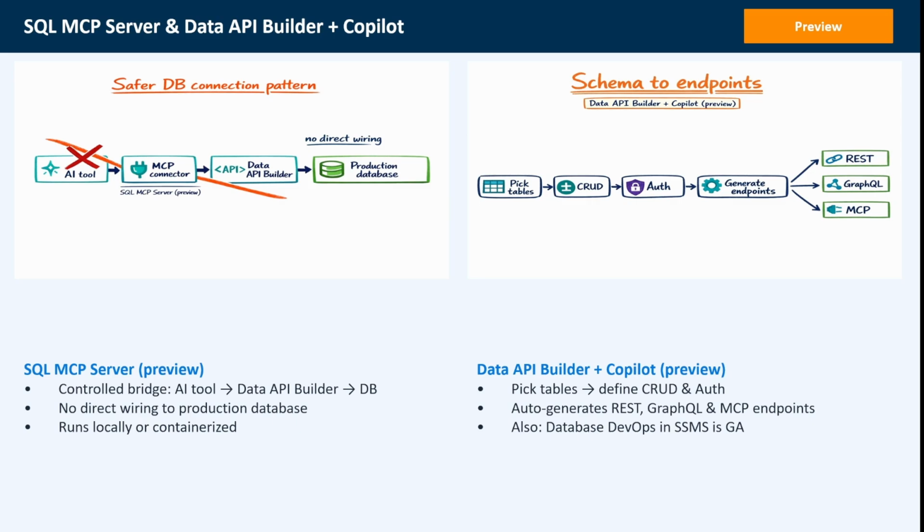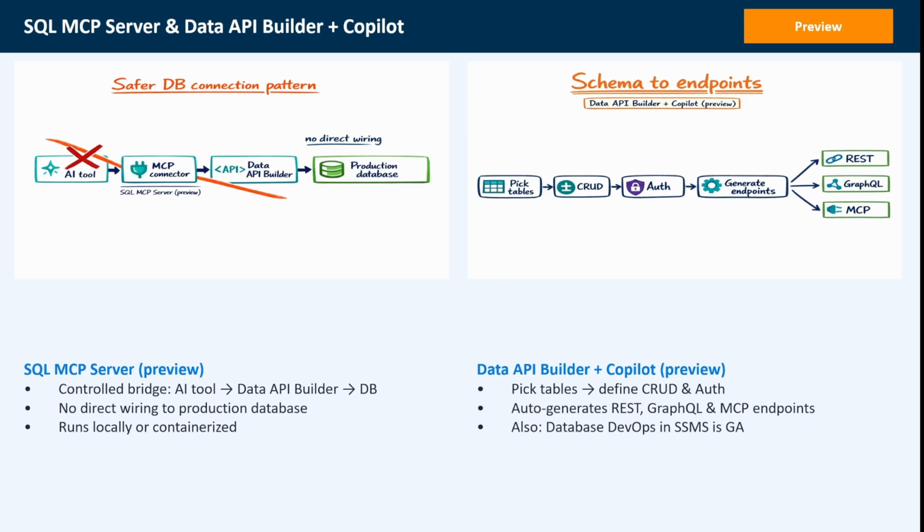SQL MCP Server is in preview. I think of this as a more controlled bridge from an AI tool to a production database, using an MCP connector through Data API Builder. So I'm not wiring an AI tool straight to the database and hoping for the best, and it can run locally or containerized. Data API Builder with Copilot in the MS SQL VS Code extension is also in preview.